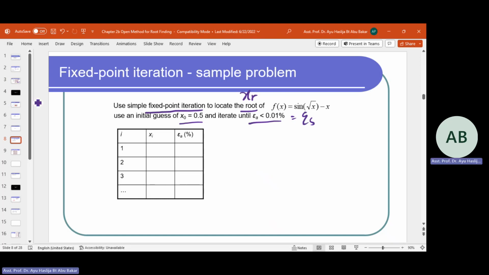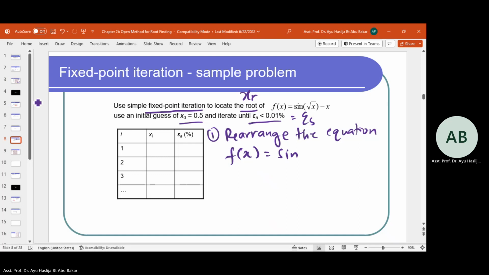Now what to do? First step, rearrange the equation. From f(x) equals sine power x. Now how to make x to this side? What equation do you get? x equals sine power x. Okay.